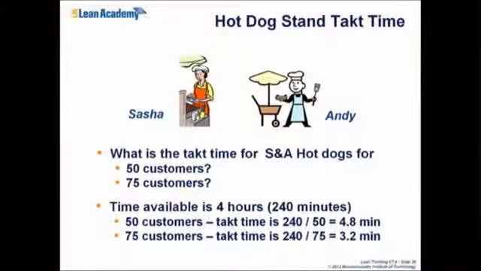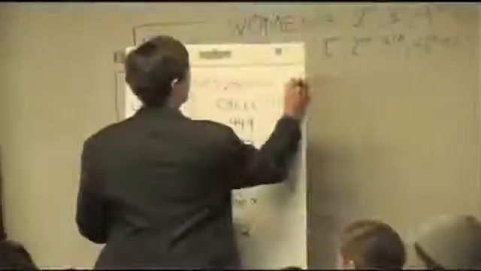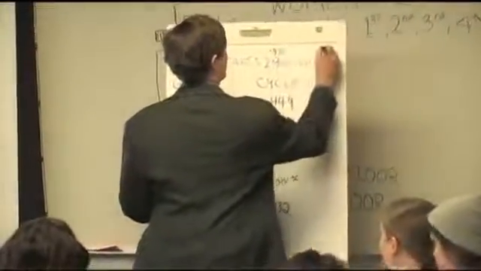All right, and if we wanted 75 customers, we'd need even less, 192, okay? That's for 50, 192 for 75.